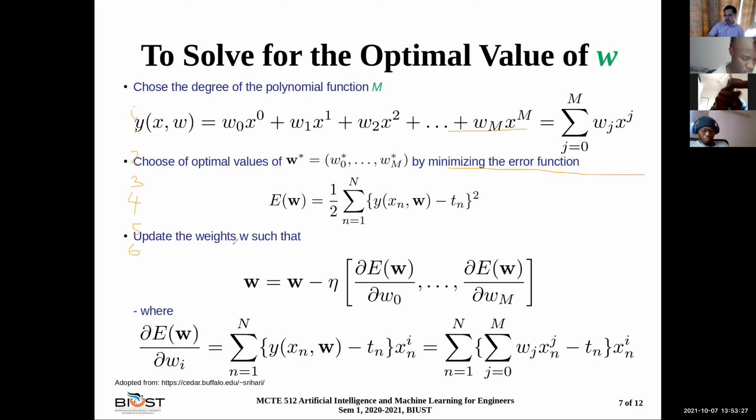This error term, sorry, I didn't emphasize it. I was concentrating more on taking the derivative. So whatever derivative you have computed is included here. It will be a vector of the derivative of the error function with respect to w0, with respect to w1, with respect to w2, and so on, up to wn, which is the order of the polynomial.